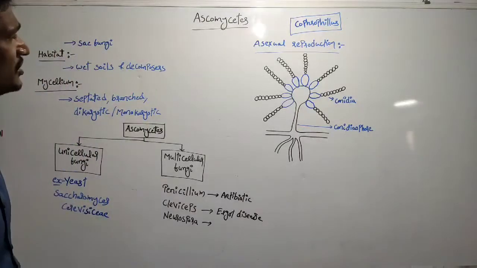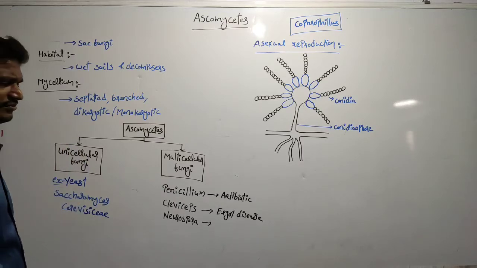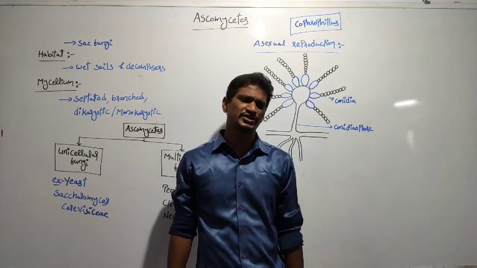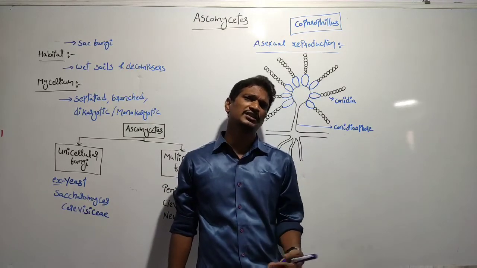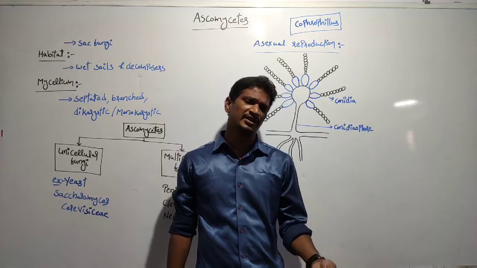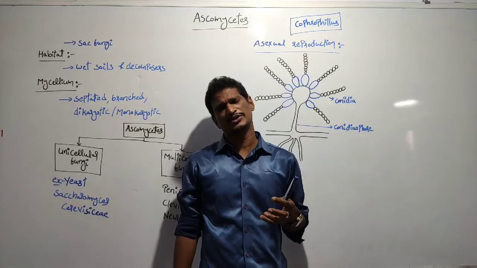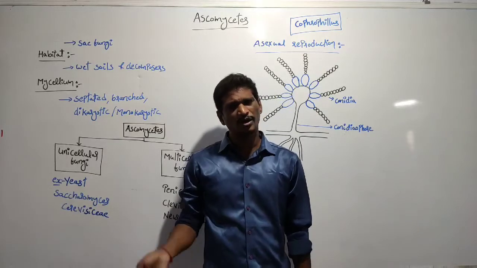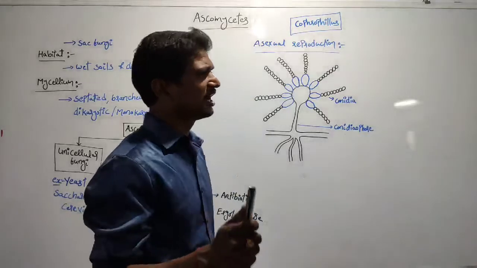Coming to today's class, we are going to discuss ascomycetes. The other name for ascomycetes is sac fungi. The phycomycetes' other name is algal fungi, because they mostly grow on algae. Algae have a body structure called a thallus, an undifferentiated cell mass, with no root, no stem and no leaf-like structures. The fungi grow upon that, which is why phycomycetes is called algal fungi.